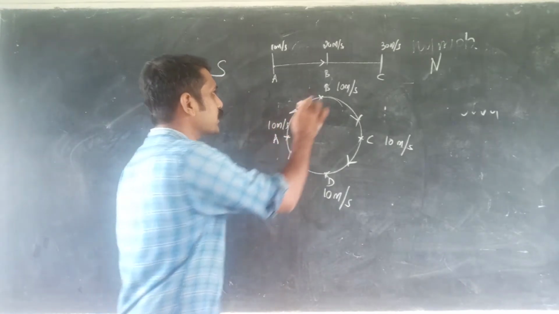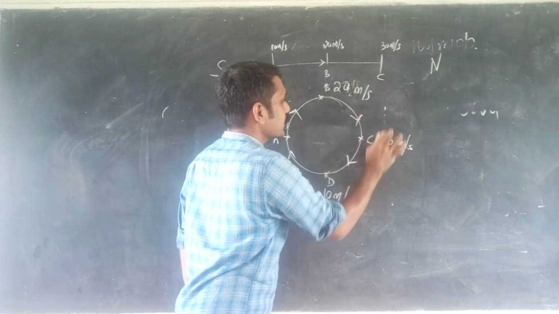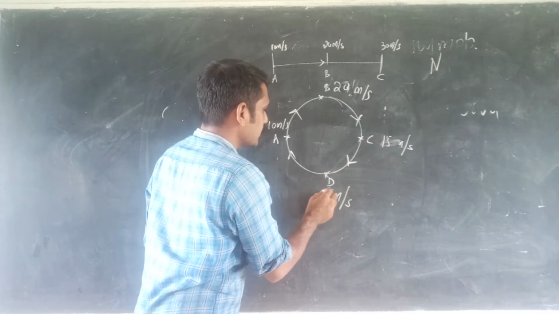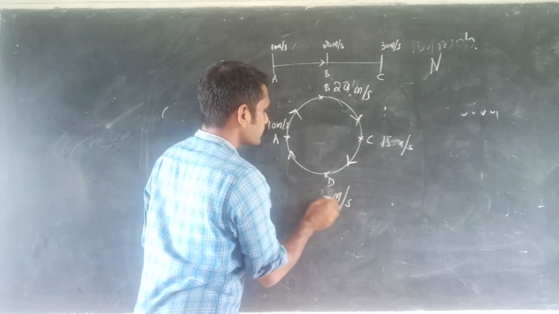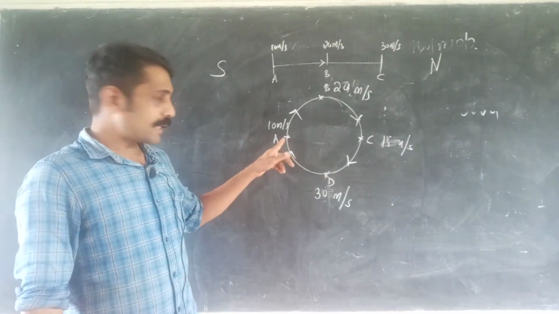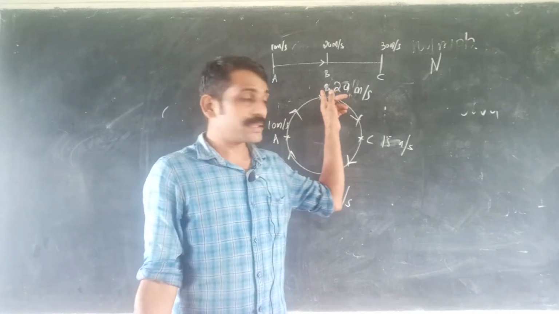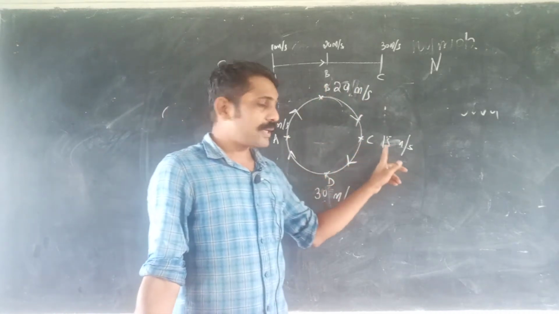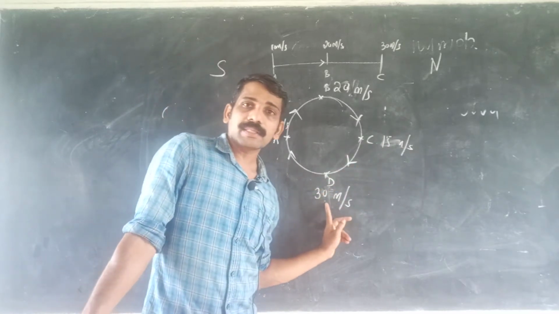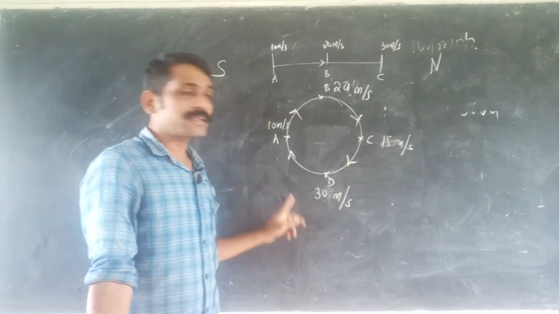Suppose here it is 10 meter per second, here 20 meter per second, here 15 meter per second, and here 30 meter per second. Here is the case. At A, what is the velocity? 10 meter per second. At B, what is the velocity? 20 meter per second. At C, what is the velocity? 15 meter per second. At D, what is the velocity? 30 meter per second. Here, magnitude and direction are changing.